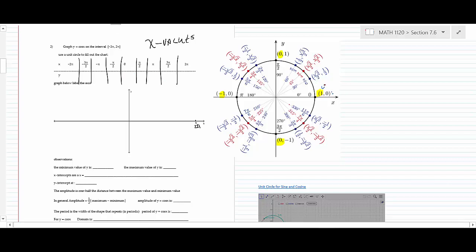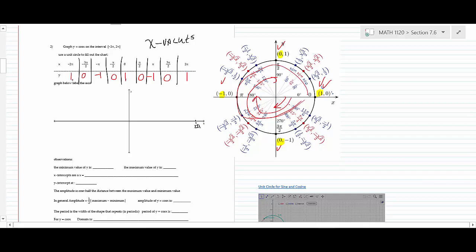So the cosine of 0 is 1. Cosine of pi over 2 is 0. Cosine of pi is negative 1. Cosine of 3 pi over 2 is 0. And then 2 pi, you're back to 1. Those are your 5 key points right there. And if you go backwards, if you go negative pi over 2, then you're back to 0. Negative pi, you're back to negative 1. Negative 3 pi over 2 would be back to 0. And all the way around clockwise would be back to 1. So that's how that goes.